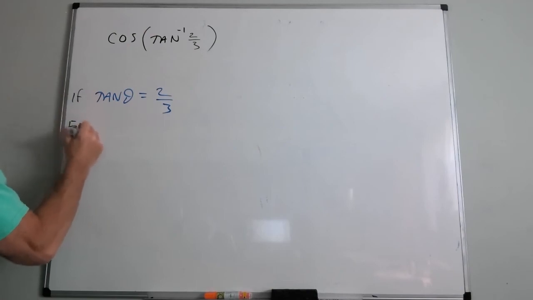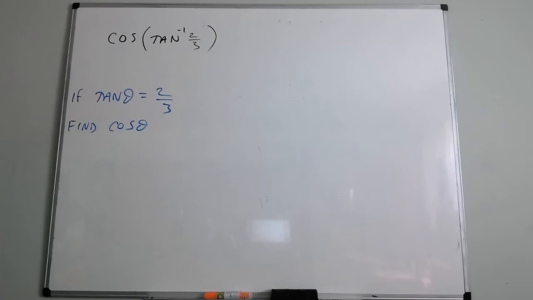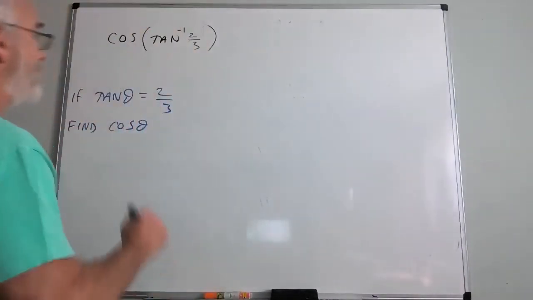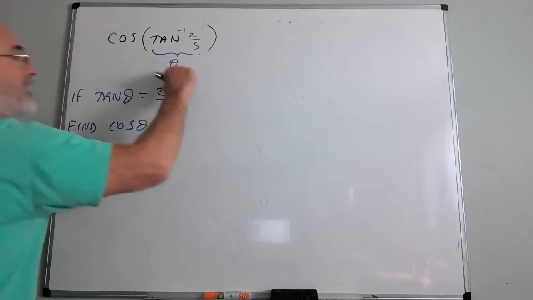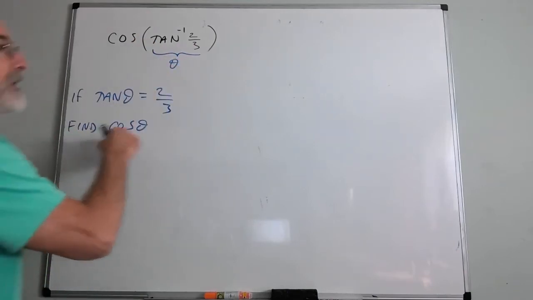How about I write it like this? If tangent of theta is 2/3, find cosine of theta. Isn't that the problem we just did? Except I'm only asking you for one trig function rather than the other 5. Again, this is my angle, and I'm asking for the cosine of that angle. So if tangent of theta is 2/3, find the cosine of theta.